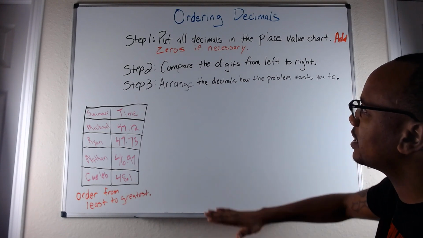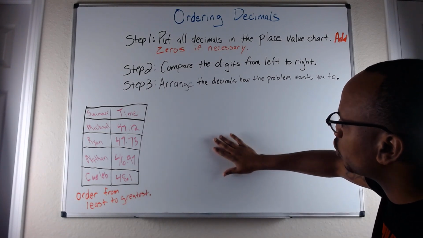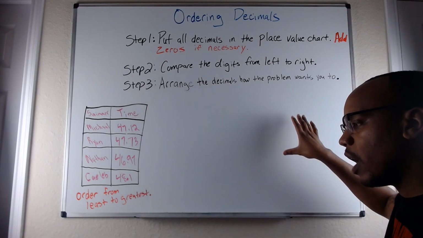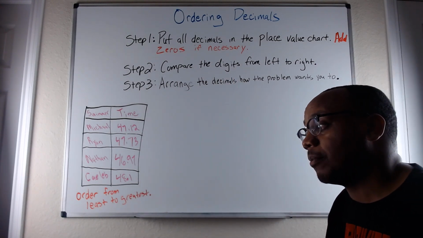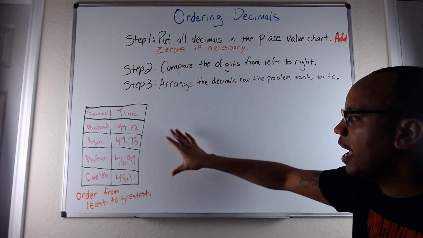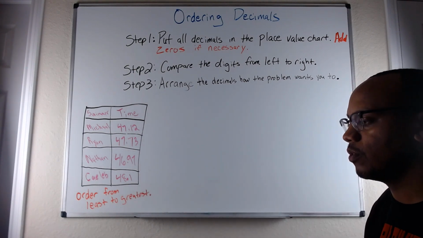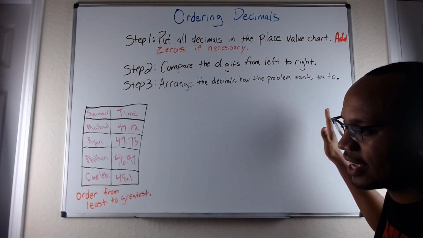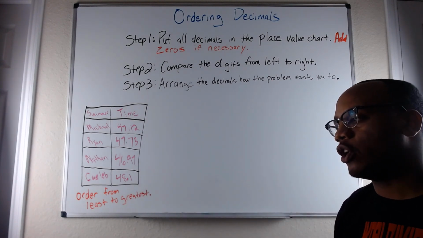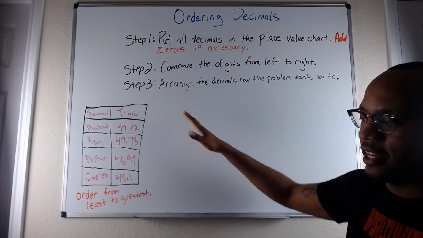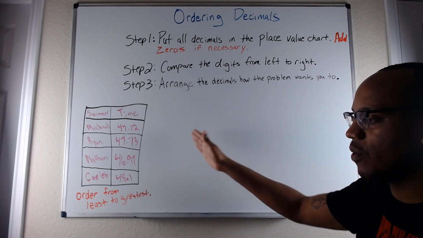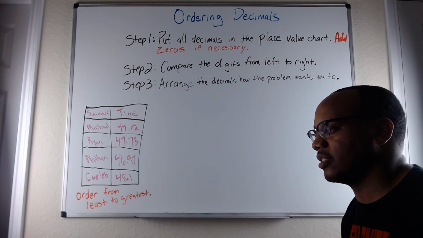Step two, once I have them all in a place value chart, I'm going to compare the digits from left to right. The reason why I'm going from left to right is because the left has the bigger place value. The left has the dollars. The right side of the decimal point has the cents. And we all know if I have more dollars than you, it doesn't matter if you have more cents than me. So you're going to start from left to right when you're comparing the decimals.